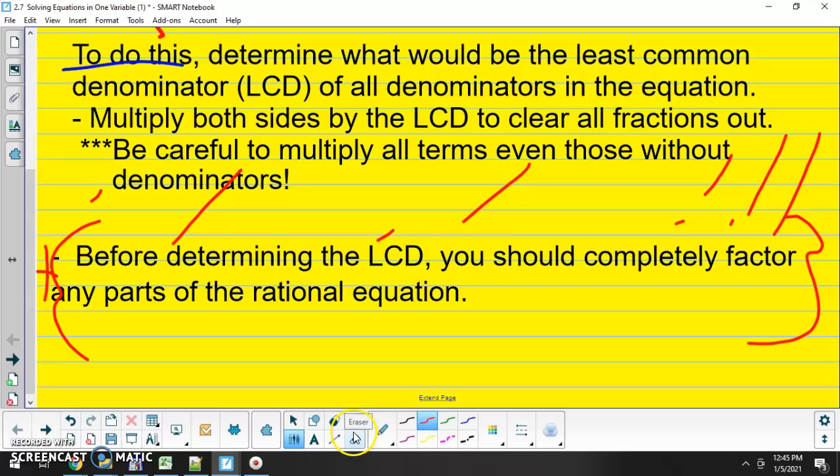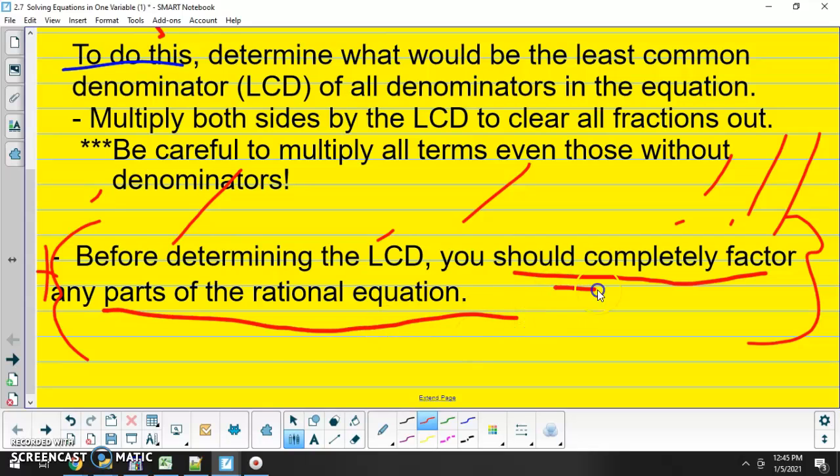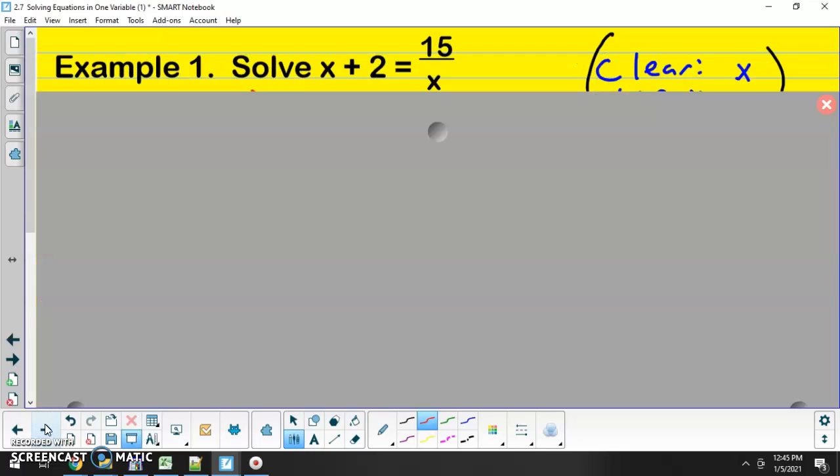Before we determine the least common denominator, you should completely factor any parts of the rational equation, because sometimes it will just cancel out how it is, and you won't even have to bother with using that in the least common denominator. But always completely factor first, then that will help you find the LCD, the least common denominator.